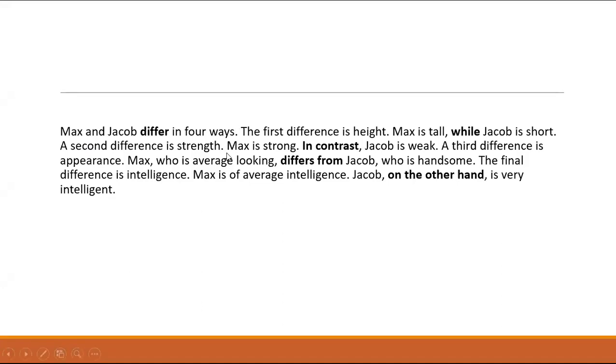A second difference is strength. Max is strong. In contrast, Jacob is weak, right? A third difference is appearance. Max, who is an average looking guy, differs from Jacob, who is handsome, okay? So the final difference is intelligence. Max is of average intelligence. Jacob, on the other hand, is very intelligent. So this is how we should compare them, right? On the basis of their qualities, right? And the qualities should have the same criteria. They shouldn't be like random qualities picked up from a personality, but they should carry the same meaning or same context behind.